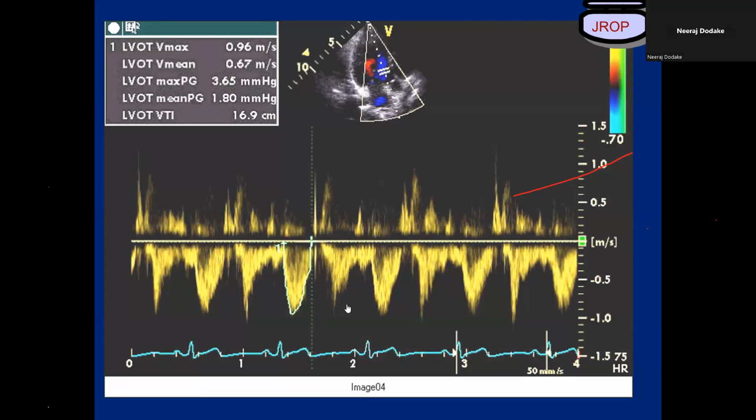Okay, sir. One more thing. You were talking about vena contracta. It'll come when we talk of Doppler, when we come to mitral regurgitation. Okay. Thank you.